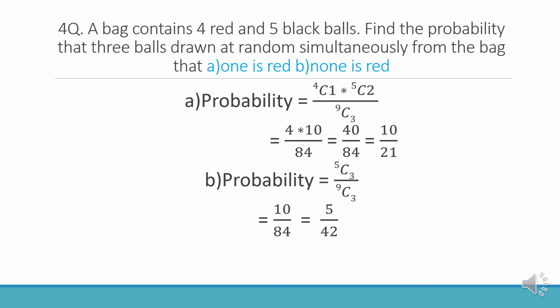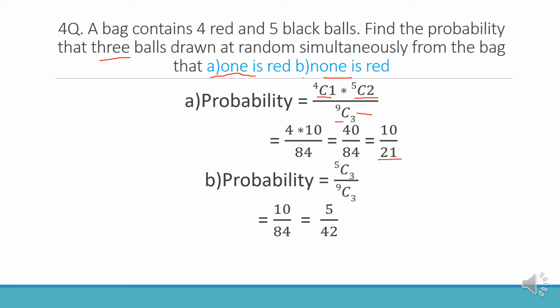Here we are drawing three balls from the bag and they are asking to find the probability that A, one is red, and B, none is red. First question, one is red. One is red means the remaining two should be from the black. So the probability is 4C1 into 5C2 divided by the total number of possible outcomes, 9C3. After solving this, we get the probability as 10 by 21.